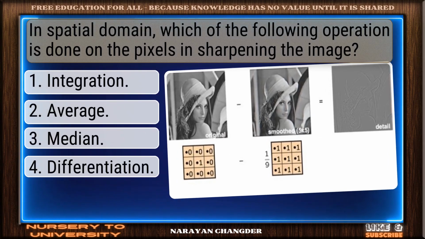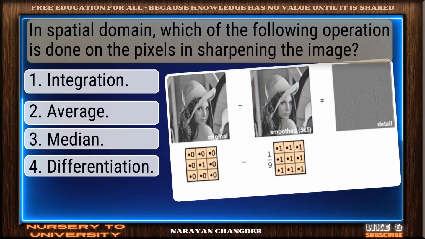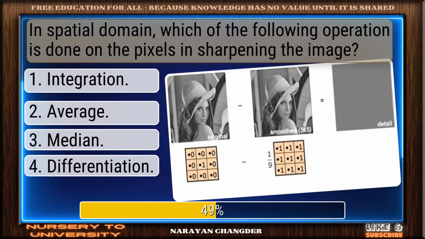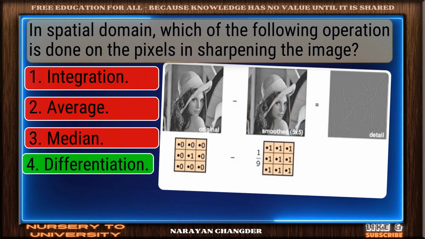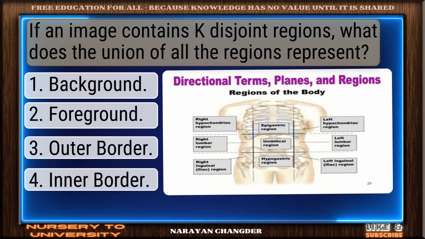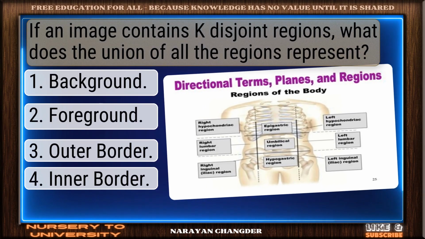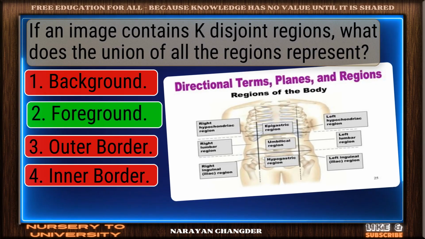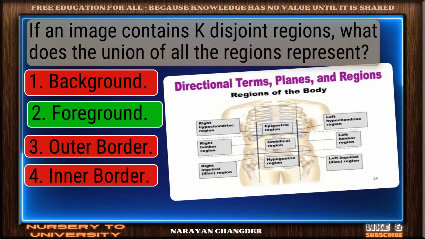Question number 10. In spatial domain, which of the following operation is done on the pixels in sharpening the image? Good thinking. Differentiation is the right answer. Question number 11. If an image contains k disjoint regions, what does the union of all the regions represent? Clear logic. Your choice foreground is sound and 100% true.